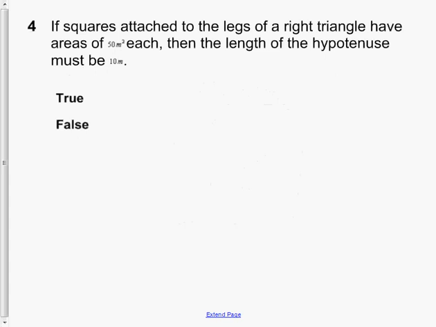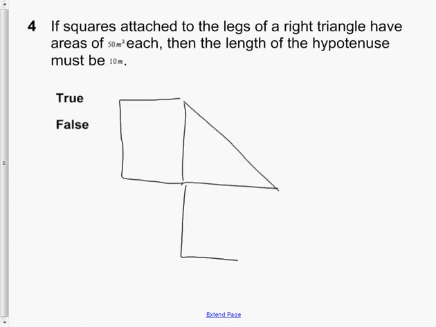Question 4, if squares attached to the legs of the right triangle have areas of 50 meters each. So let's just draw that. Okay, so areas of squares attached to the legs of a right triangle. So those are what it looks like. And each of these has an area of 50 meters squared. So we know right off the bat that this right triangle is going to be an isosceles right triangle because the two legs are the same length. Because if they have the same areas, they must have the same length. And therefore, the length of the hypotenuse must be 10 meters.